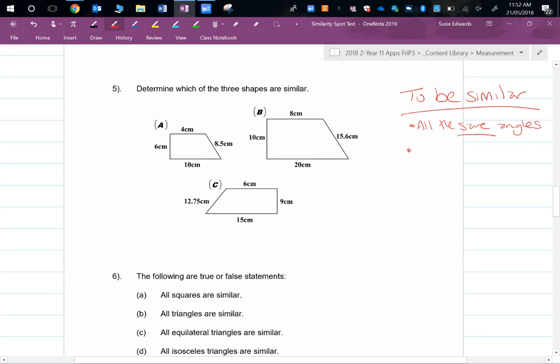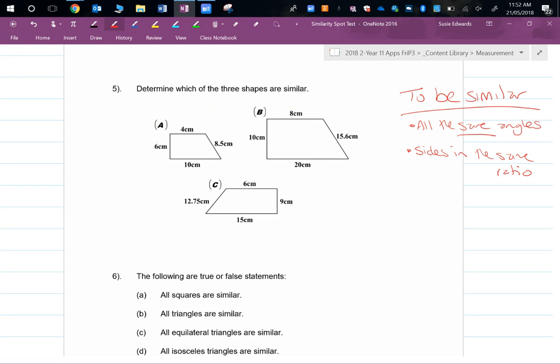What about the sides? Sides in the same ratio. So you need to know that off the top of your head. You need to go, okay, if things are similar, any shape is similar, all the sides have to be in corresponding ratios, and all the angles have to be the same. And if you're proving that, you need to actually prove all of those things.